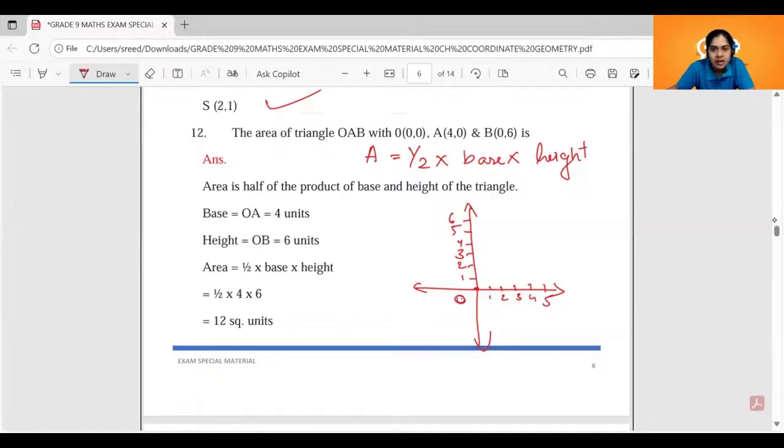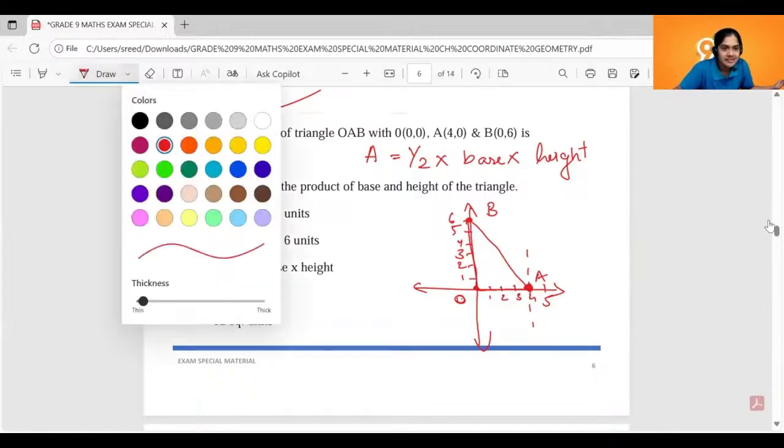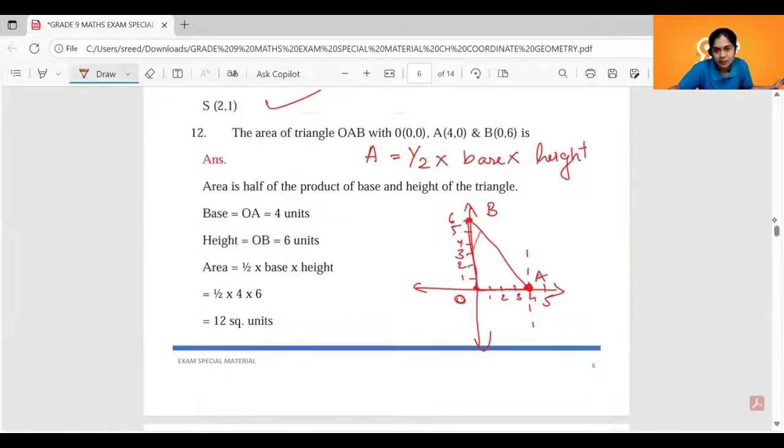A(4, 0). 4 means it's the x coordinate. (4, 0) will be this point, right? Correct. So that is A. And B(0, 6). B's x is 0 and y coordinate is 6. This is point B, right? So these are the points forming the triangle. Let's join them. So you got a triangle, right? This is the required triangle over here.